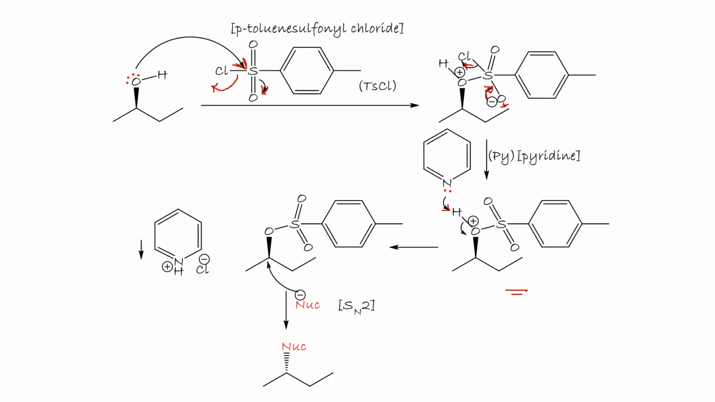Then the nucleophile, whatever we have, will attack on the chiral carbon, this carbon, which carries a good leaving group, and the tosylate will go out. Here the pyridine abstracts the HCl liberated during the reaction, making the reaction go forward.